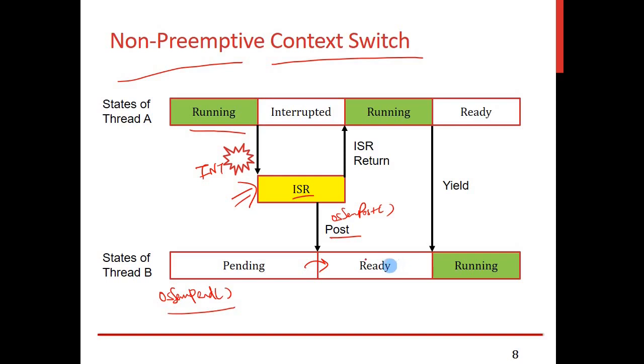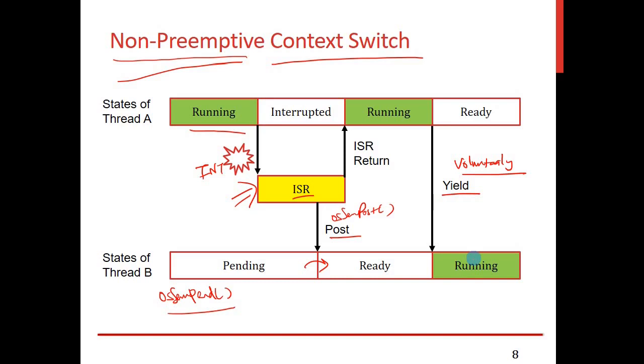Then what happens when the ISR completes? It will resume back to thread A, and thread A runs. Eventually, since this is non-preemptive, it will voluntarily give up the CPU. When you say yield, it means you are voluntarily giving up the CPU. Once that happens, thread B will get a chance to run. This is what we call a non-preemptive context switch.